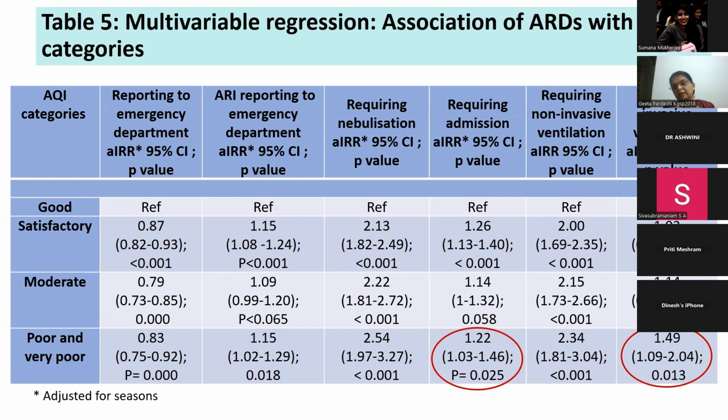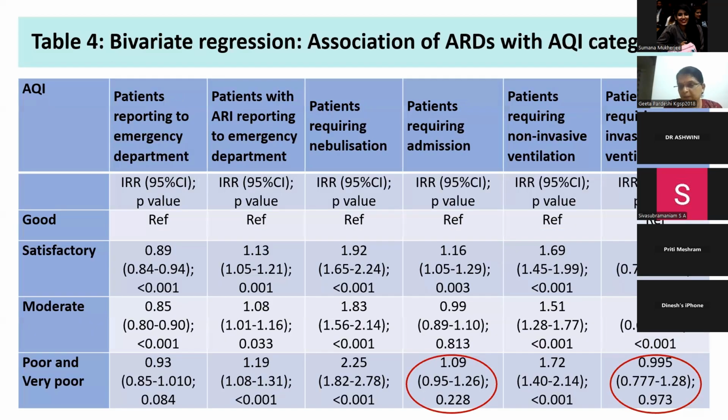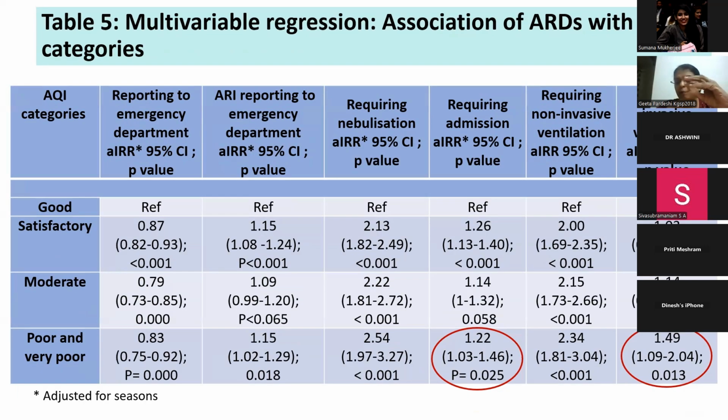So if you are interested in that, the step you have to take is compare your crude and your adjusted incidence rate ratios. So for example, here the crude IRR was 1.09, not adjusted for seasons. The adjusted IRR was 1.22. So when you see any change happening in the effect estimate, it means there is confounding by the variable which you have adjusted for. Usually it is said if this change is 10 to 20%.